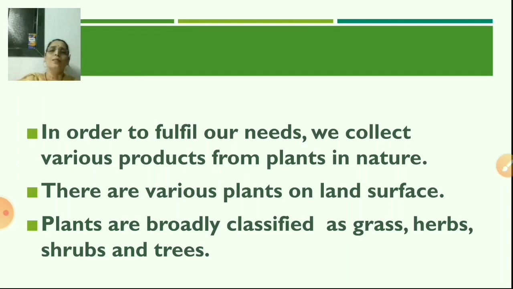So students, in order to fulfill our needs, meaning daily needs, we collect various products from plants in nature. There are various plants on land surface. Plants are broadly classified as grass, herbs, shrubs, and trees.